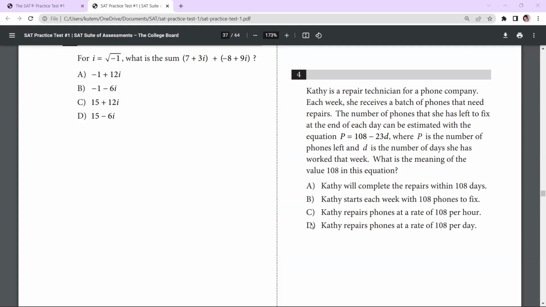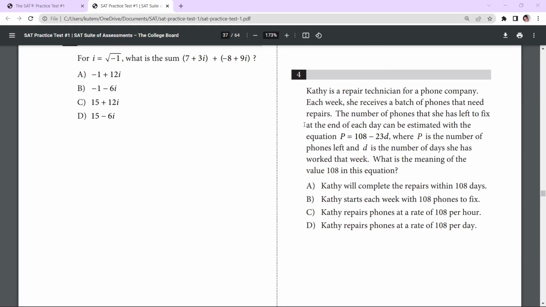So is it Kathy will complete the repairs within 108 days? Choice B. Kathy starts the week with 108 phones to fix. It's the only constant there. Yes, great. Thank you. Does everyone agree with B, or do we have a different option? I say B. Okay, I guess everyone agrees with B, which is great, right?